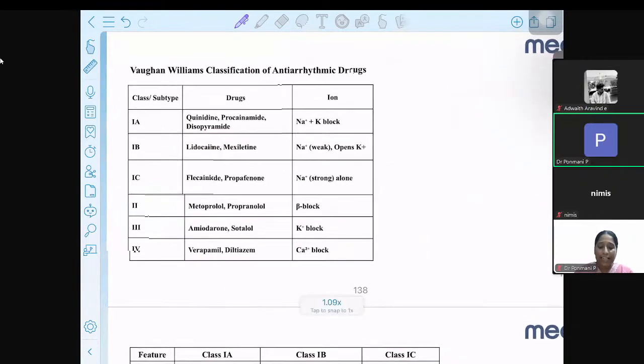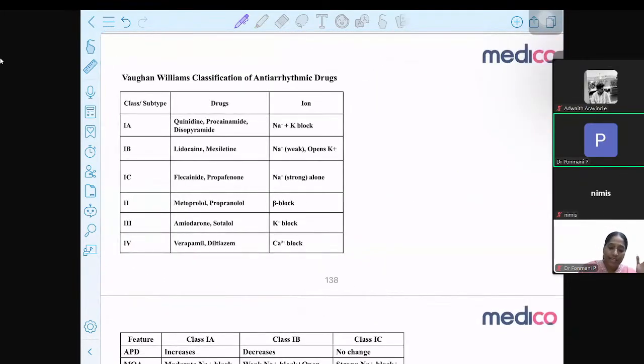So the antiarrhythmic drugs are classified as class 1A, 1B, 1C. So there are 4 classes. Class 1 has a subdivision of 3 classes, 1A, 1B, and 1C, and then you have 2, 3, and 4. This 1A drug has sodium blocking property and potassium blocking property. 1B is a weak sodium blocker, but it opens potassium. Please note this. And 1C has nothing to do with potassium. It blocks sodium alone and it has a very strong blockade.